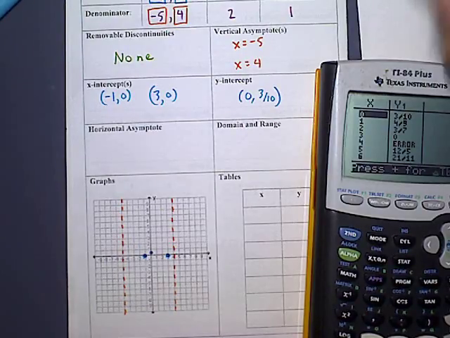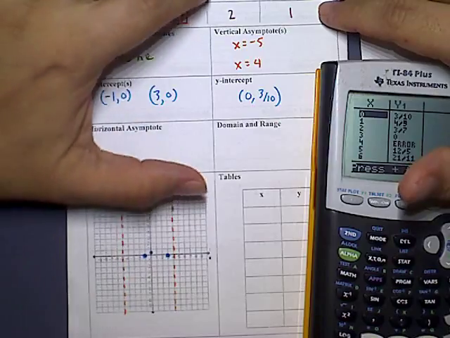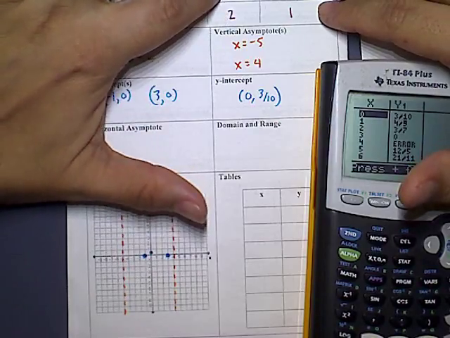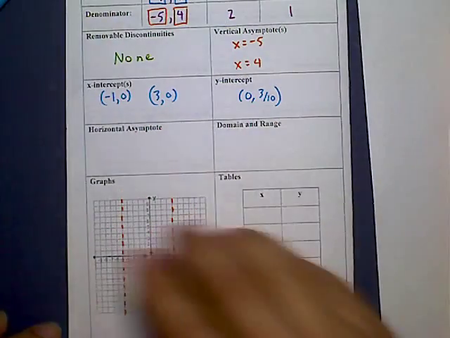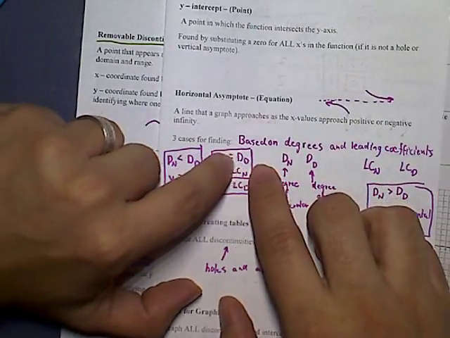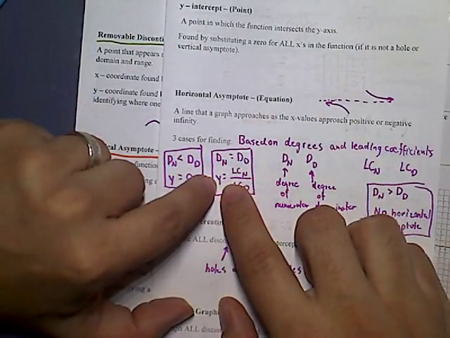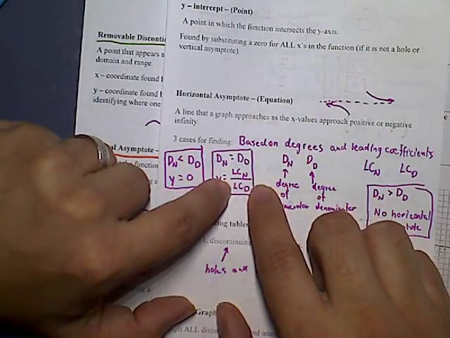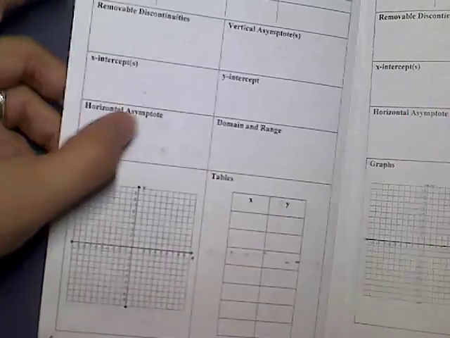For the horizontal asymptote, we need to look at the degrees. Once again, the degree of the numerator is 2, the degree of the denominator is 2. The degrees are equal to each other. According to our notes here, which we are going to look at right now, since the degree of the numerator is equal to the degree of the denominator, the horizontal asymptote is located at y equals the leading coefficient of the numerator divided by the leading coefficient of the denominator.